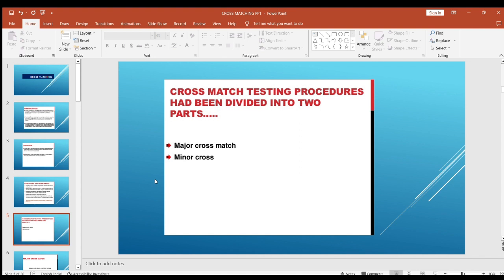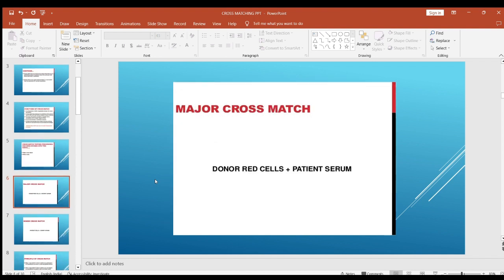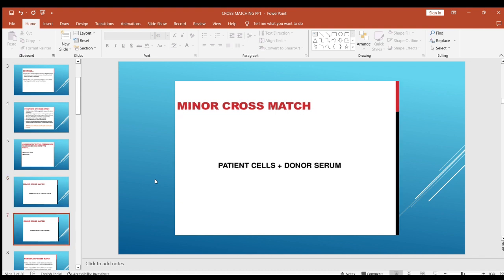Next, types of cross-match. The cross-match testing procedure has been divided into two parts: major cross-match and minor cross-match. Major cross-match includes the donor red cells and patient serum. That is, to the donor red cells, we have to add the patient serum. The maximum amount of donor red cells and minimum amount of patient serum is taken. But in minor cross-match, patient cells are added to the donor serum.